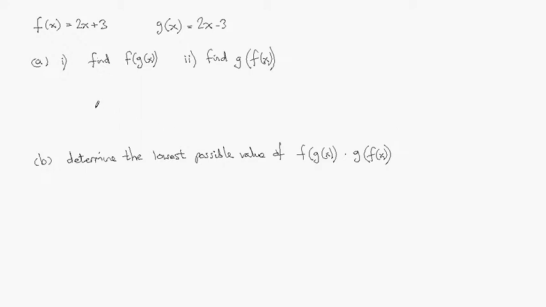So for part 1 there, f of g of x, well, we're going to replace the x in f of x with g of x equal to 2x minus 3. So therefore our f of x is going to become 2 times x, which is now g of x, which in turn is 2x minus 3, so 2 times 2x minus 3, plus 3.